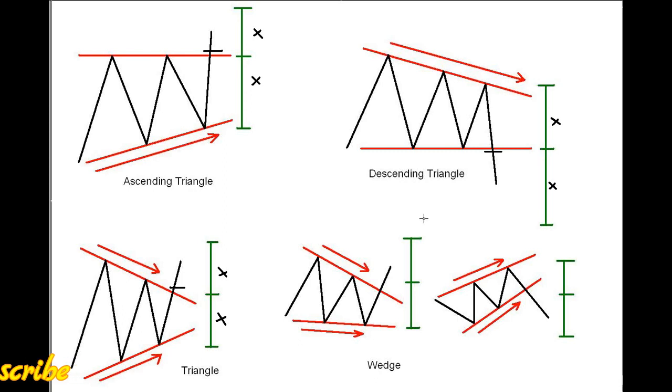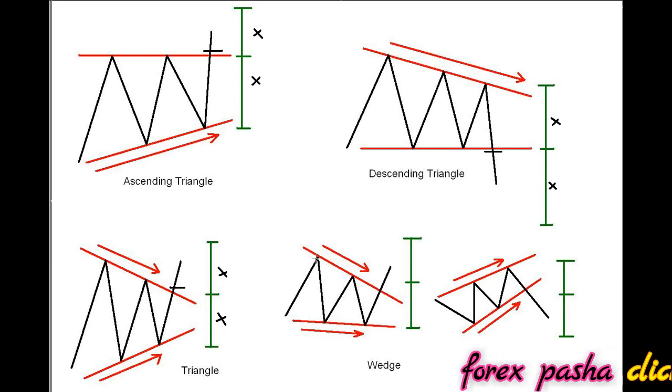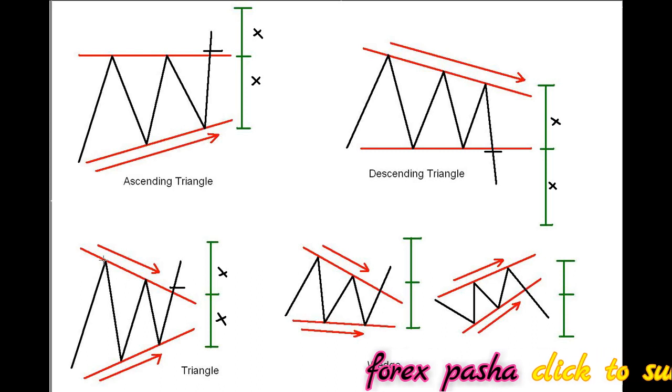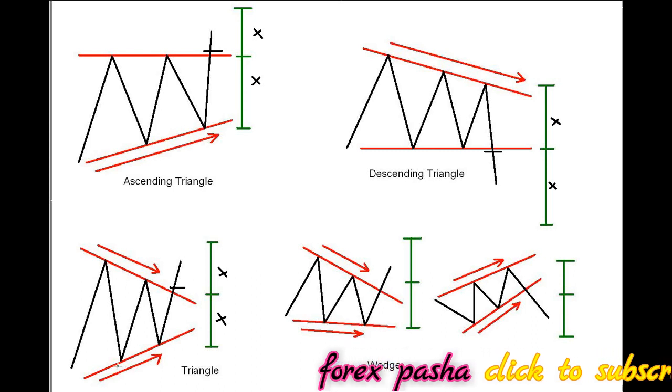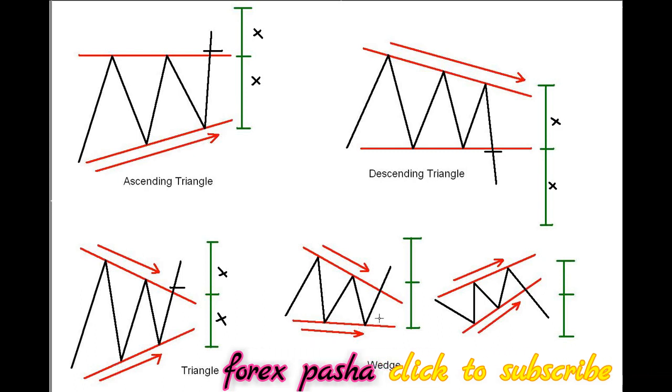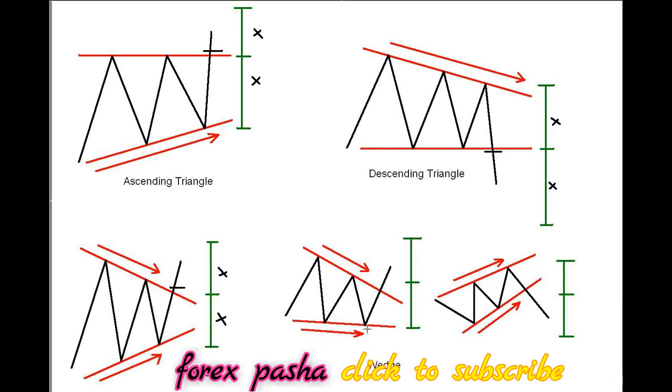And then lastly, we've got something called a wedge. Now the difference between a triangle and a wedge is that the lines of the wedge are pointing in the same direction. So you can see in this situation they're both pointing downwards, whereas in the triangle you see one's pointing downwards and one's pointing upwards. Okay, that is literally the only difference, and it's traded in exactly the same way.